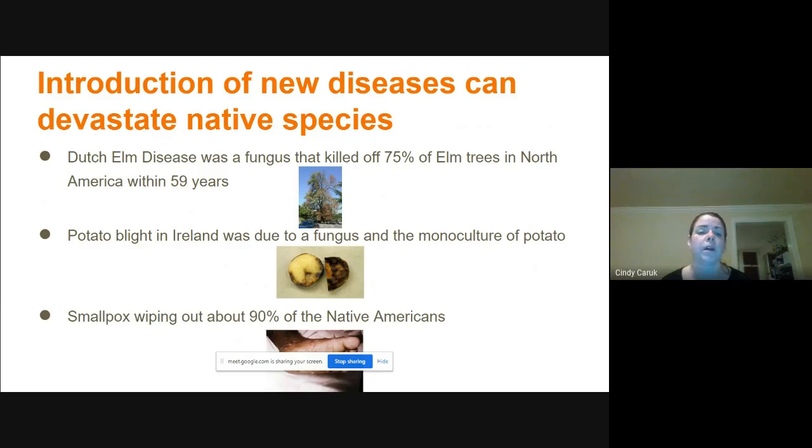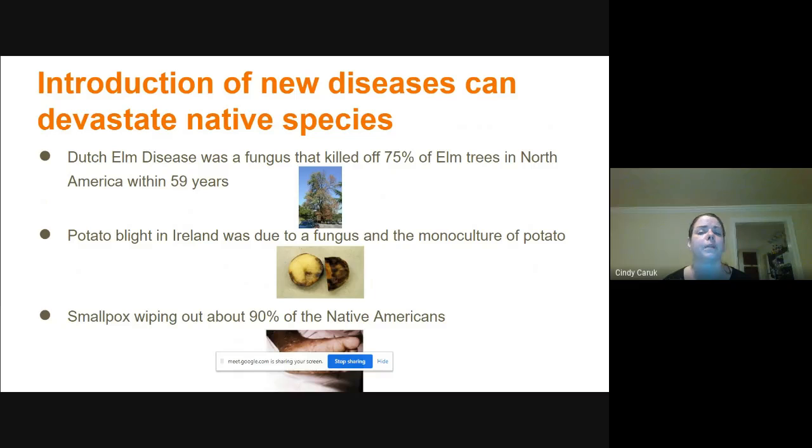The potato blight in Ireland, you've studied this probably in your social studies classes. It was due to a fungus, and it decimated the potatoes of Ireland, and people either died or emigrated.